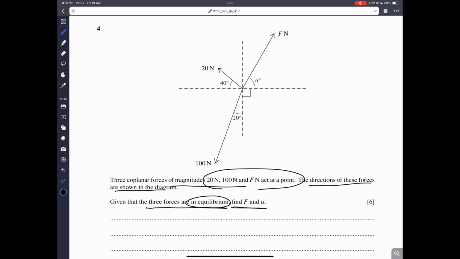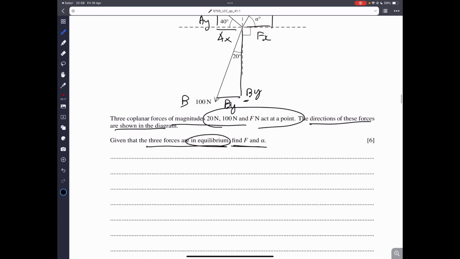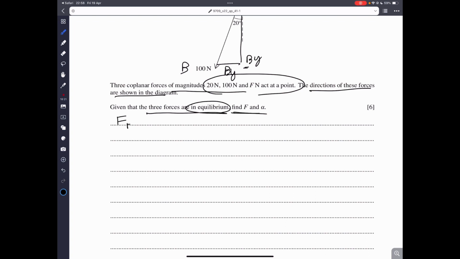So here we can draw this out. This is the Fy, this is the Fx. Here we get By, right? This is Bx. Okay, I'm using B as a variable. You can choose any letter. This is Ay and Ax. Okay. This is B. This is A. So they are in equilibrium. So the resultant force in the x direction and the resultant force in the y direction has to be equal to 0. And this is a very important point when they mention in equilibrium.